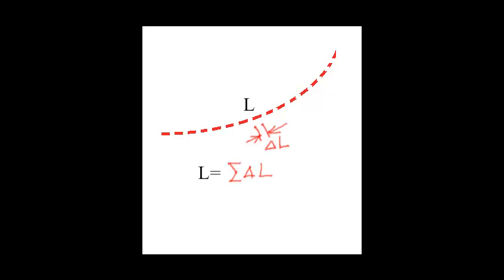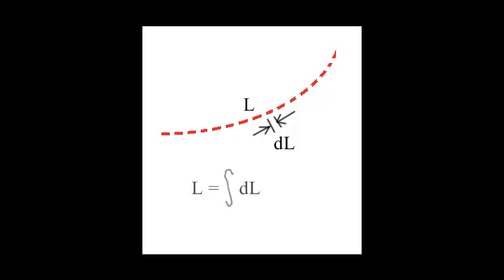Here we have a line. We'd like to know the length of that line. If we can break the line into a bunch of small segments and determine the length of each segment, then the total length of the line is the sum of all of those small segments.